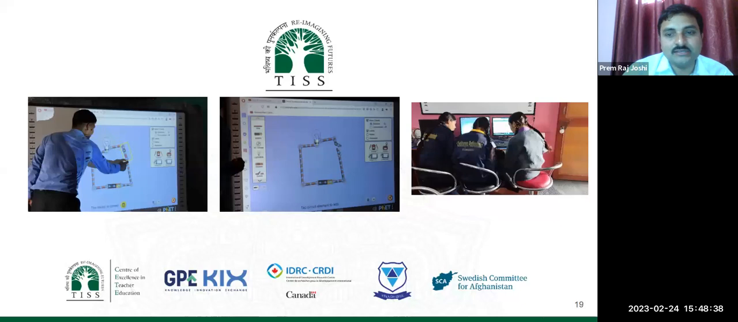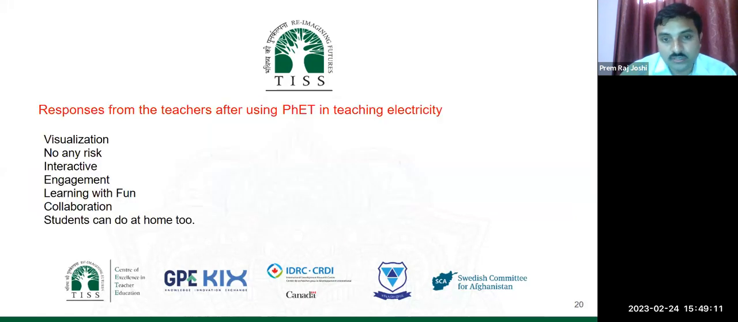So these are the cases of implementation of the PHET in several schools. So in the action research, basically in the two cycles, in the first cycle, we taught current electricity in grade 9, and in the second cycle, we taught the chemical reaction, balancing the chemical reaction. But I have included only this current electricity here. Now I'm listing some of the points.